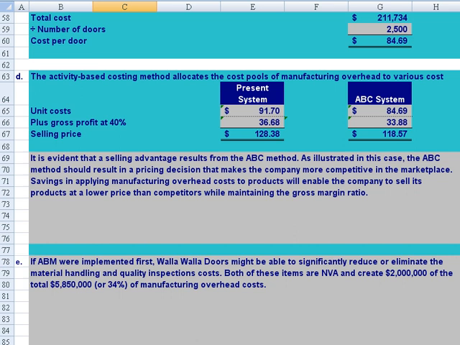If activity-based management were implemented first, then the company might be able to significantly reduce or eliminate the material handling and quality inspection costs. And obviously those are the ones that are non-value added in terms of what the customer is willing to pay for. Both of these items create $2 million of the total $5,850,000, or 30% of manufacturing overhead costs. And that's this problem, everyone. Thank you.